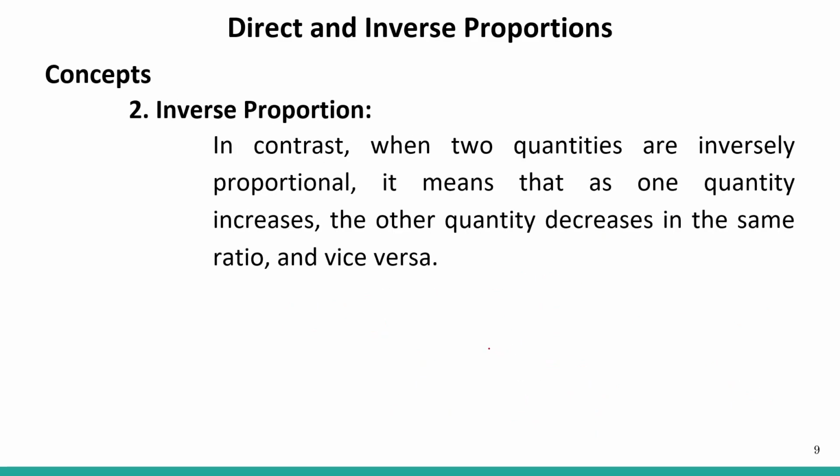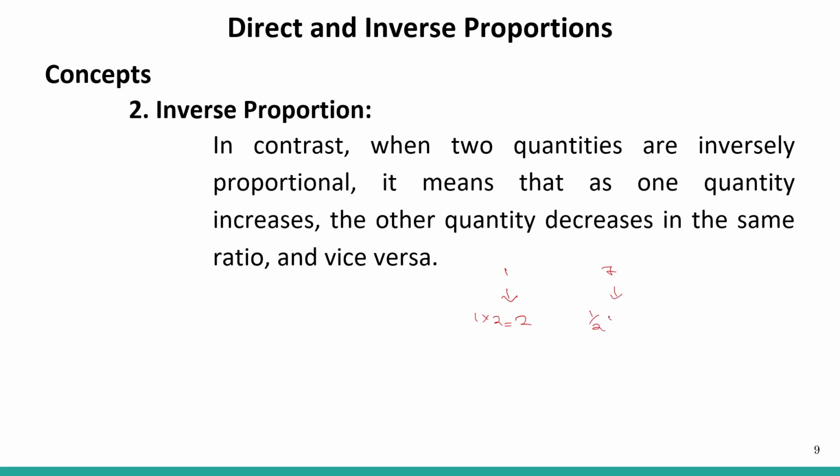So let's see the next concept, that is inverse proportion. In contrast, when two quantities are inversely proportional, that means as one increases, the other one decreases in the same ratio, and vice versa. If the first one decreases, then the second one increases in the same ratio that the first one decreases. Then we say that the two quantities are inversely proportional. So if you have two numbers, let's say 1 and 7. If 1 becomes double, so 1 into 2 is equal to 2, then 7 becomes 7 by 2.